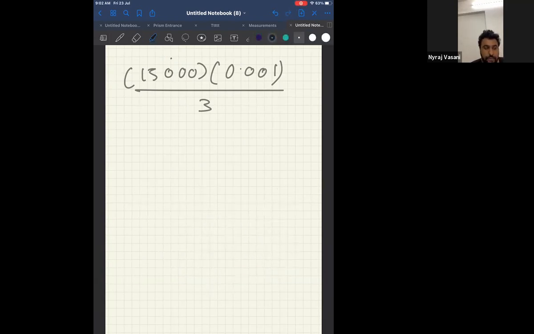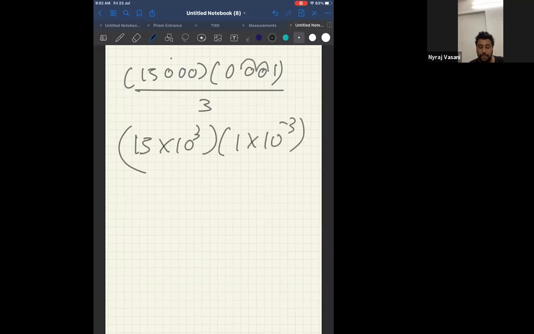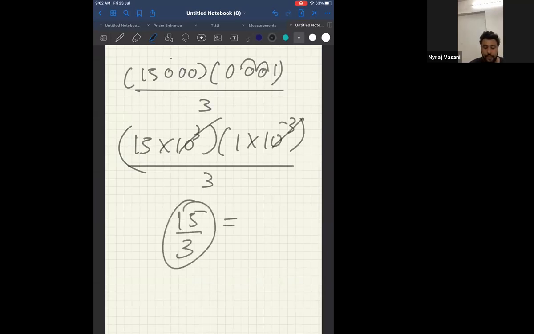Solve this and tell me what should be the answer. Now, 15,000, can I write it as 15 into 10 power 3? Into 0.001 can be written as 1 into 10 power minus 3. Okay. So can I say this 3 and this minus 3 will cancel? I am left with 15 by 3. Answer is 5. Therefore, answer for the 12th one is 5 Henry, which is option B. Getting it? It's direct simplification.